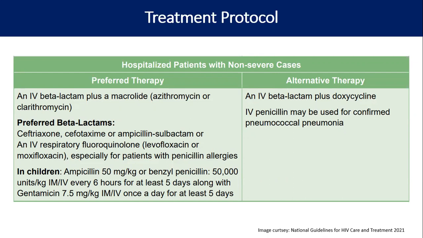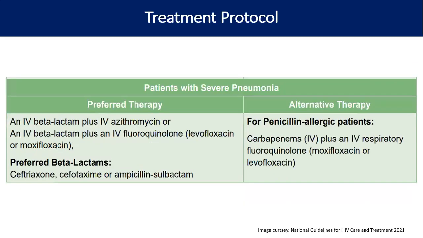An IV beta-lactam plus doxycycline can be an alternative. IV penicillin may be used for confirmed pneumococcal pneumonia. So for using IV penicillin, we should confirm that it is a pneumococcal pneumonia, then only we should use IV penicillin. Now, for patients with severe pneumonia, an IV beta-lactam plus IV azithromycin or an IV beta-lactam plus IV fluoroquinolones. Preferred beta-lactams are ceftriaxone, cefotaxime, ampicillin-sulbactam. Now, alternative therapy for penicillin-allergic patients is IV carbapenems plus an IV respiratory fluoroquinolone like moxifloxacin or levofloxacin.